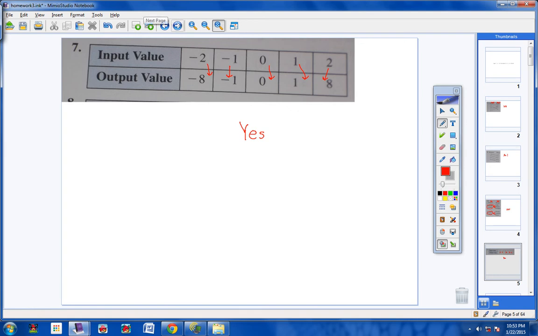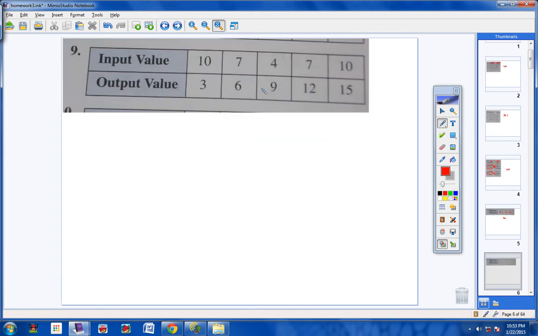All right, number 9. Now be careful on this one. Look, guys, 10 gives you out a 3, and also 10 gives you out what? 15. So right away we do not have a function. The input of 10 gave you out a 3, and it gave you out a 15. Also look at the 7. 7 gave you out a 6, and 7 gave you out a 12. So no, this does not represent a function.